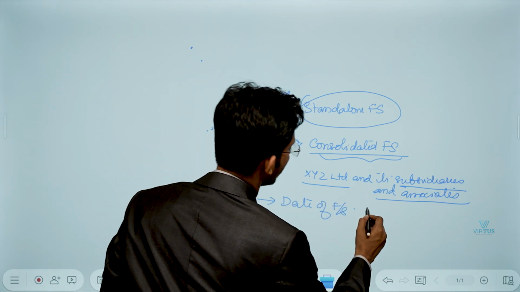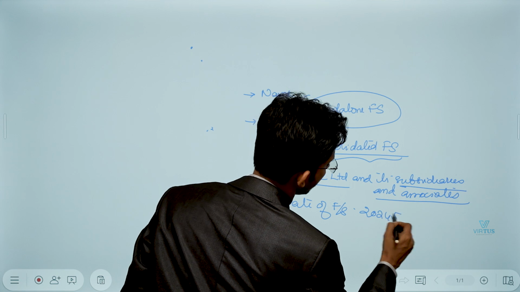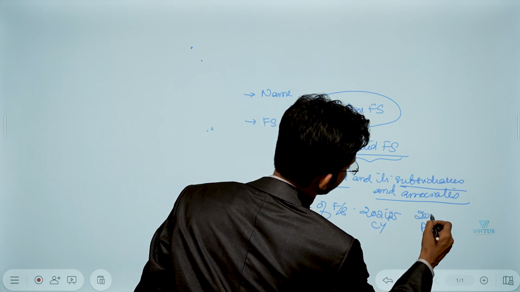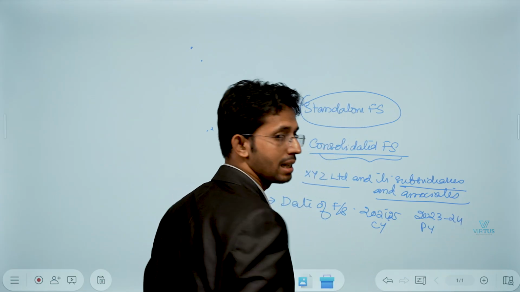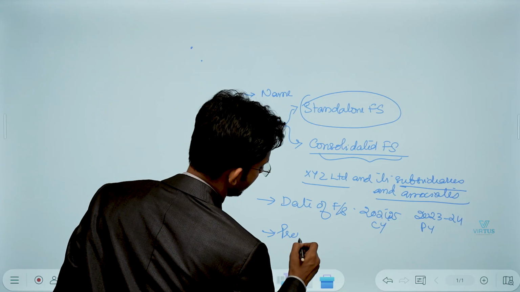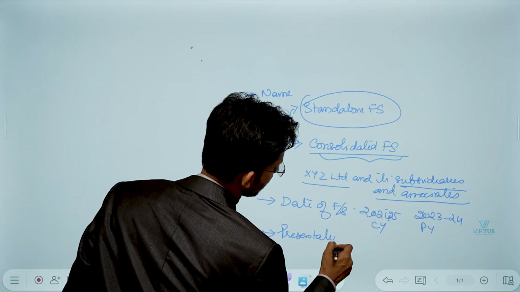If it is for 24-25, we have to write the current period. And for the previous year, 23-24. So the period has to be mentioned. Then presentation currency. What do you mean by presentation currency?